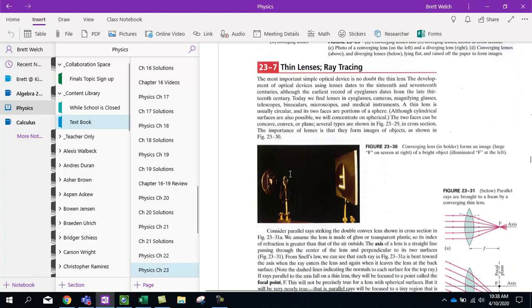For instance, when we use a converging lens, this is an example, you see that there's an F shape cut out of the light. But as it passes through that lens, it gets flipped upside down. Notice it is bigger than the original F, but it is upside down. But also, it's projectable. Because this can be projected onto a surface, we consider it a real image.